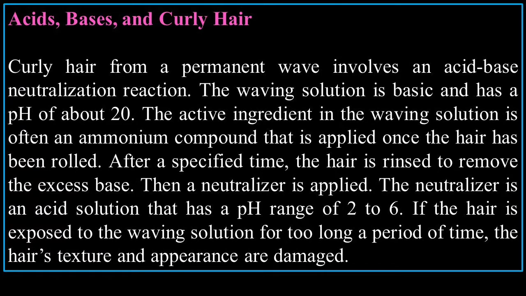Curly hair from a permanent wave involves an acid-base neutralization reaction. The waving solution is basic and has a pH of about 20. The active ingredient in the waving solution is often an ammonium compound that is applied once the hair has been rolled. After a specified time, the hair is rinsed to remove the excess base. Then a neutralizer is applied. The neutralizer is an acid solution that has a pH of 2 to 6.